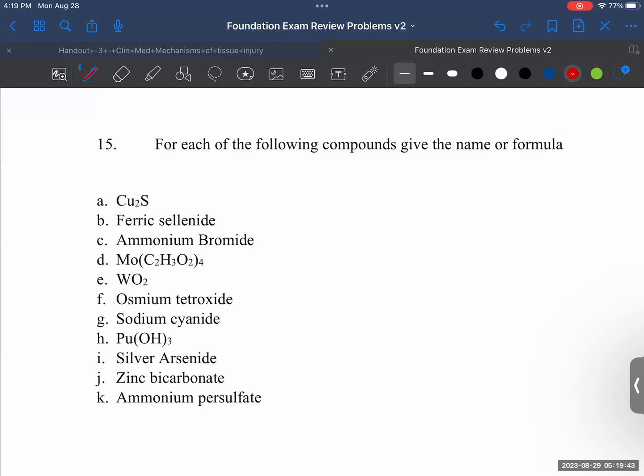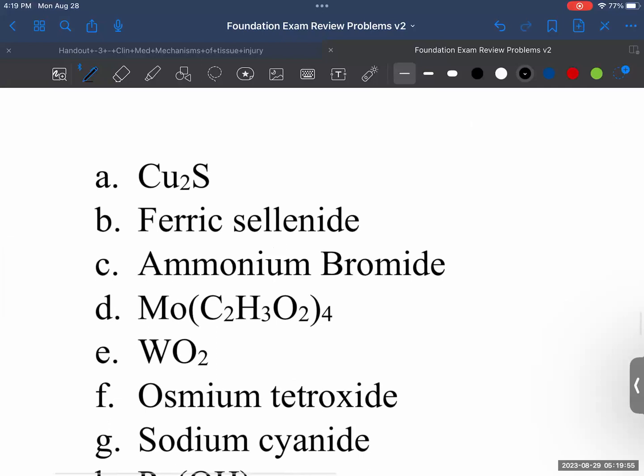All right, as I said, naming, boring, but you're going to have to do it anyway. So for each of the following compounds, give the name or formula. All right, so Cu2S, what are we thinking?